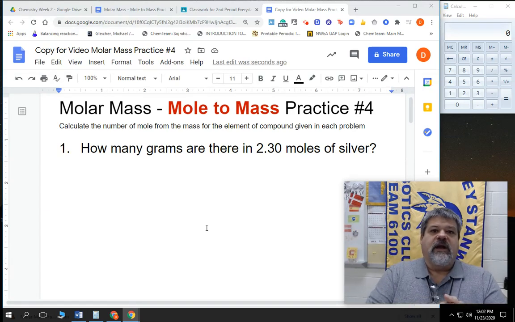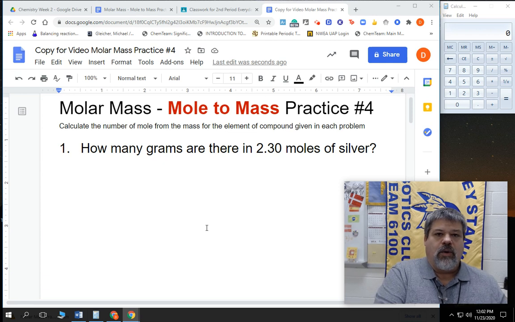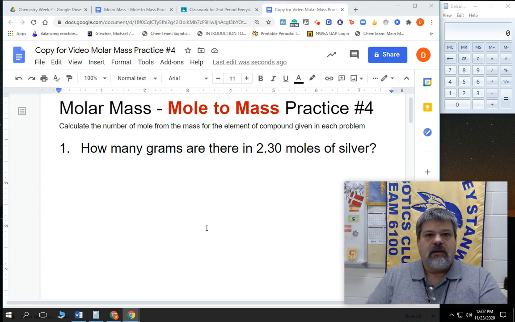Hey guys, today we're going to again continue working on molar mass, but this time we're going to go from the number of moles to the mass. Okay, so the number of moles to the mass in grams. This is practice number 4, problem number 1. So we always continue to read the problem. The problem says: how many grams are there in 2.3 moles of silver?